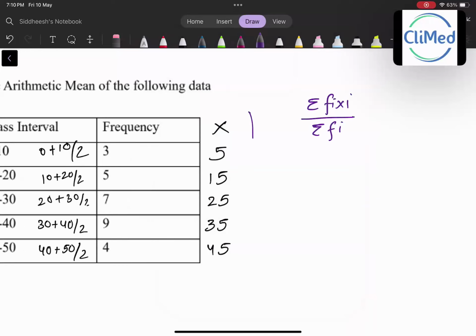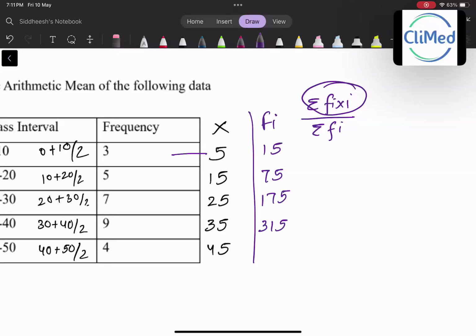Correct. Now we need to find Fi also to meet the above parameter. Now again, you have to help me. Calculate it. How much are we getting? Fi xi. How much? 15. Next. 75. Yes, perfect. 175. Yes, correct. 180. Yes, perfect. Okay, good. Now we need to find the values to put for the formula.